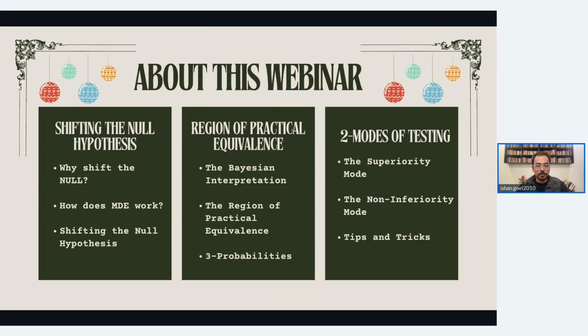One thing that I want to get cleared out of the way, I'll come to that. We'll start with understanding shifting the null hypothesis, and then we'll transport this idea into the Bayesian domain because it's easier to understand there. And there we are calling it region of practical equivalence. I'll explain this transfer as well, and I'll explain the region of practical equivalence. And finally, we'll discuss 2 modes of testing with which you can save a lot of visitors. So that is the rough structure of the webinar.